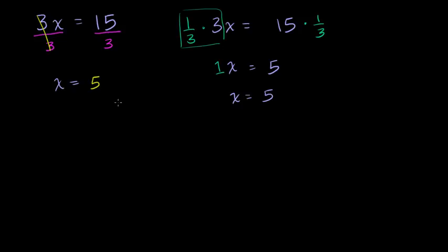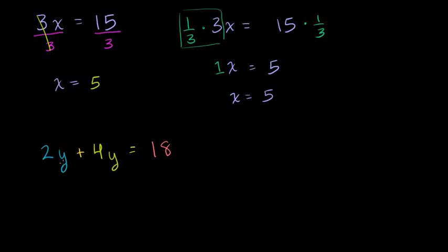Now let's do one more, and I'm going to make it a little bit more complicated. So let's say, and I'm going to change the variable a little bit. So let's say I have 2y plus 4y is equal to 18. Now all of a sudden it's a little harder to do in your head. We're saying 2 times something plus 4 times that same something is going to be equal to 18. So here it's harder to think about what number that is.